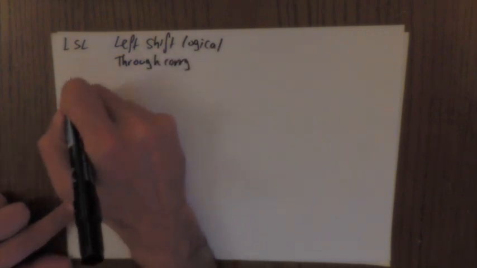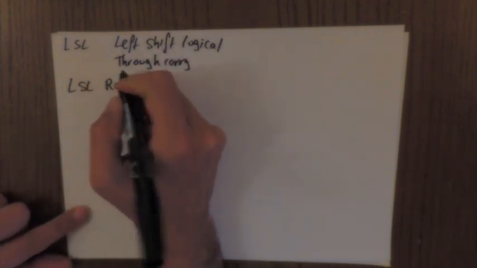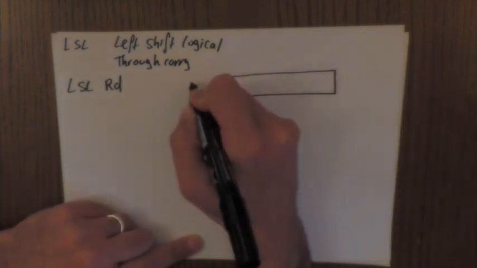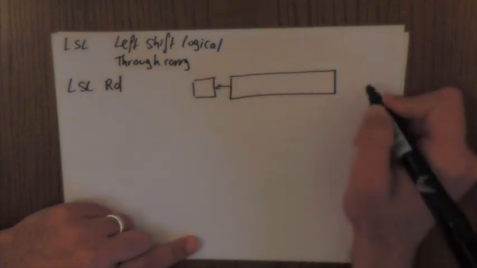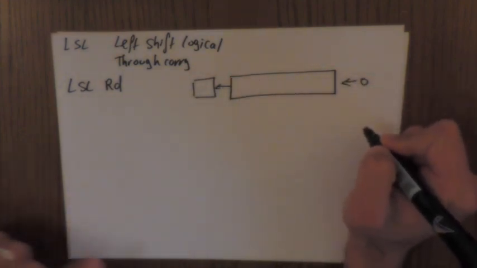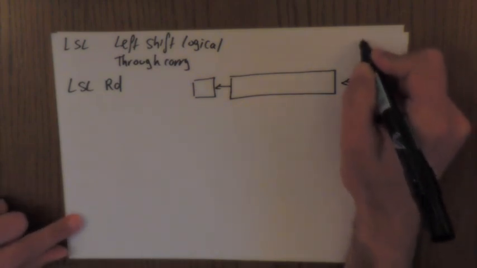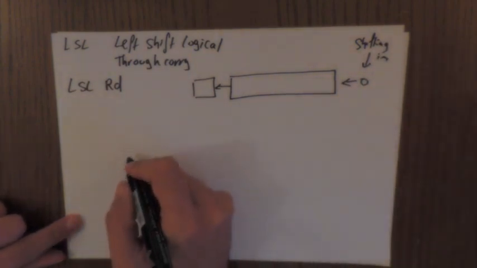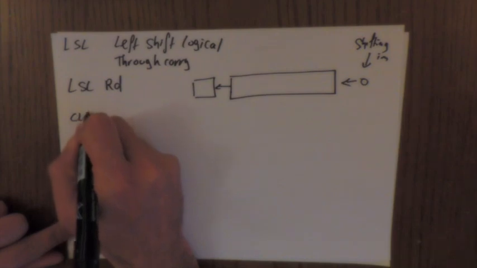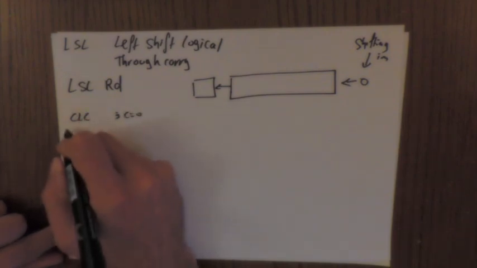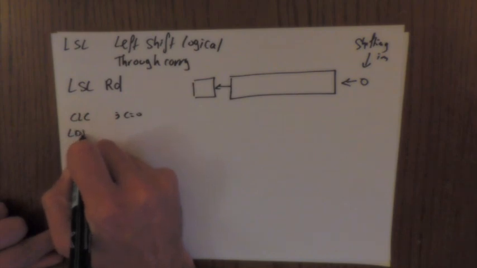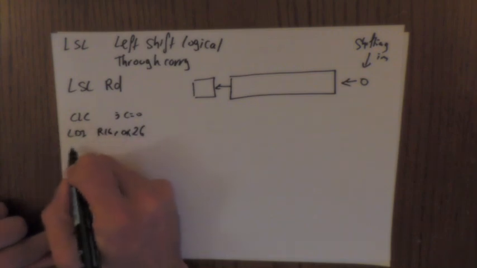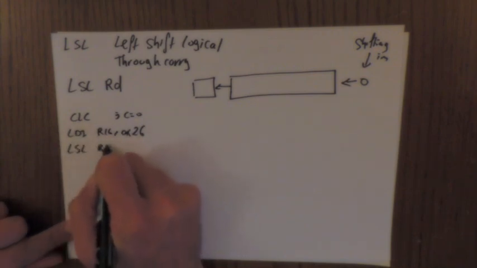Okay, so let's say we have LSL Rd. In this case, I'm shifting left, and 0 will go inside. So I'm always shifting in 0. If you take an example, let's say I do CLC, this means C equals 0. Then I go ahead and say LDI R16, 0x26, and then I do LSL R16.